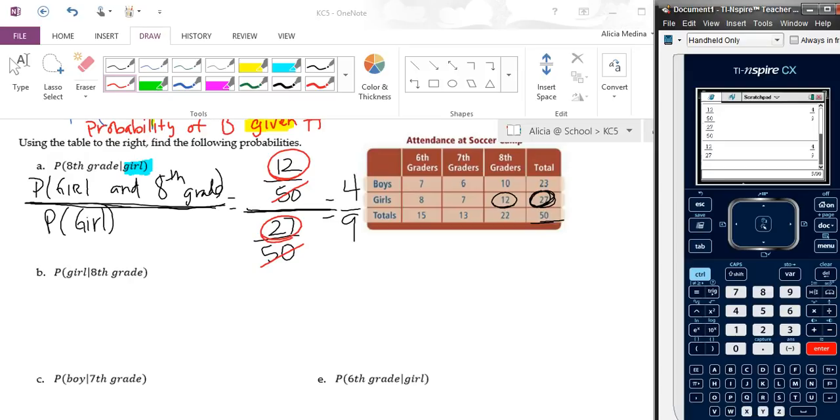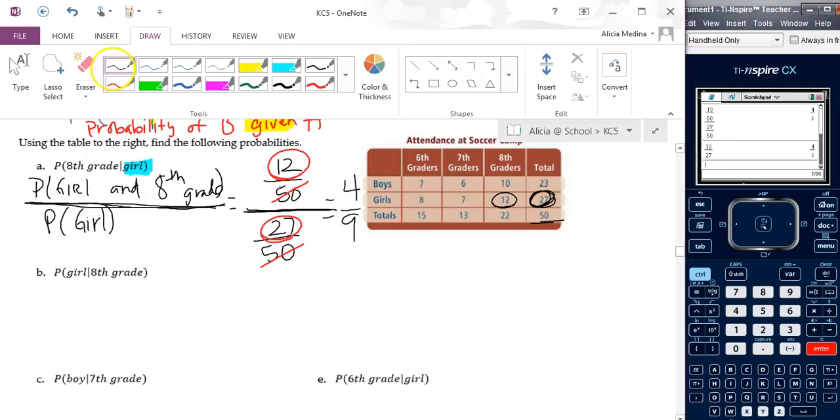So again, you don't need to plug both whole fractions in, because now that I showed you that you get the same answer, really you only need to divide the numerators. Alright, so let's practice another one. What is the probability of being a girl given that she's in 8th grade?